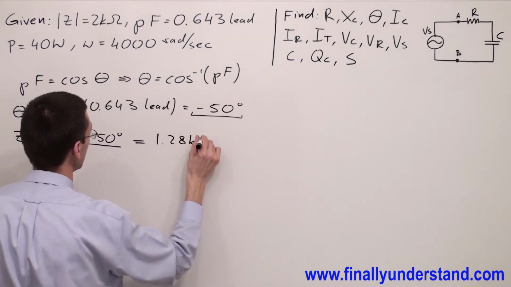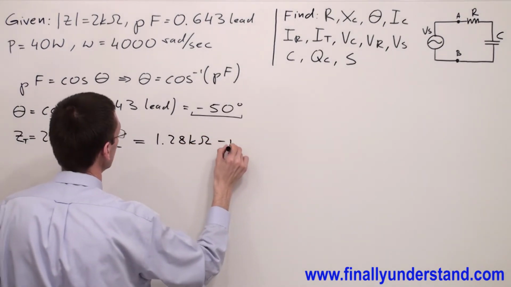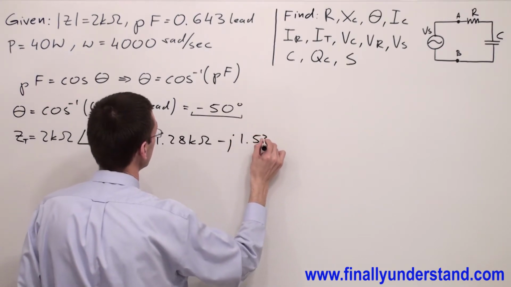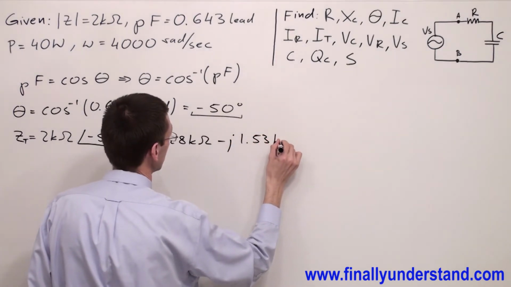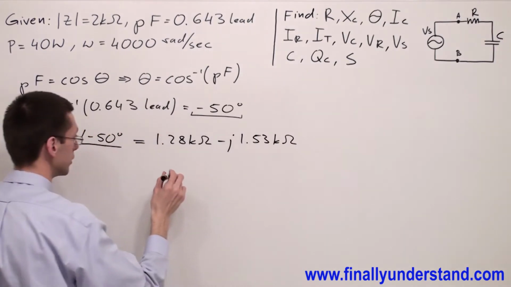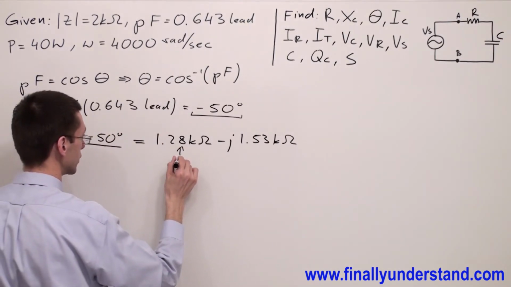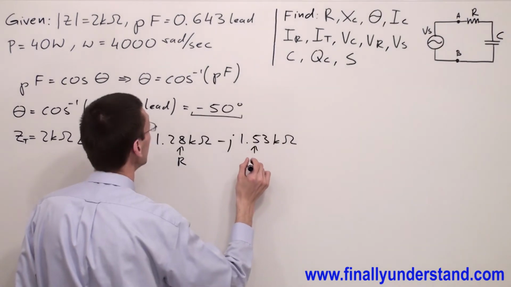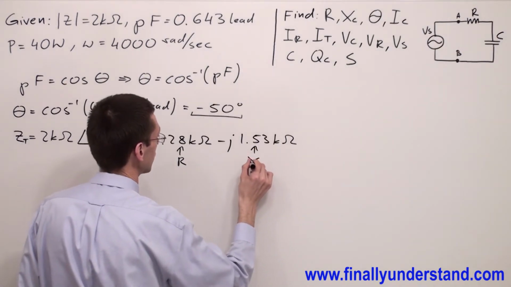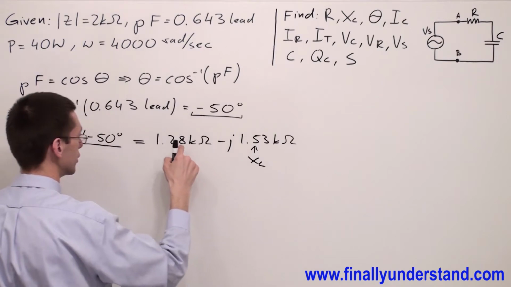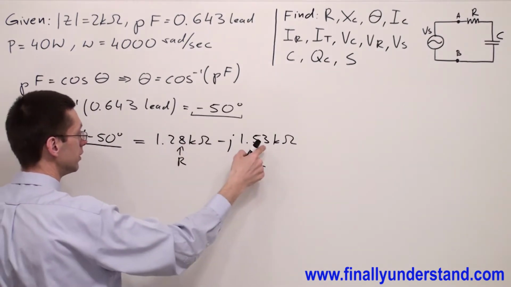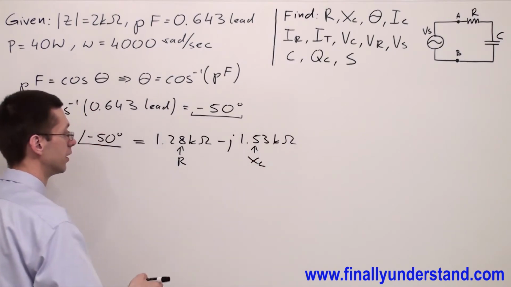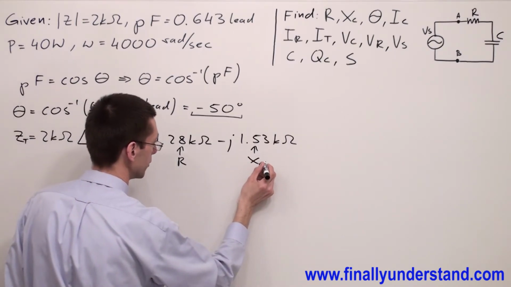1.28 kiloohms minus j 1.53 kiloohms, where the real part is my resistance and the imaginary part is my X of C. So this is my resistor, and this is the capacitive reactance of my capacitor, X of C.